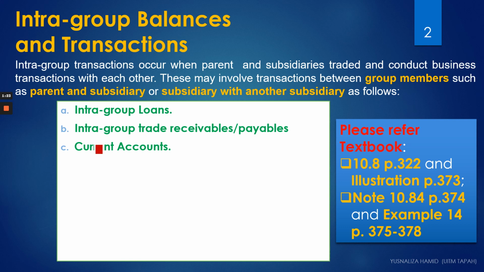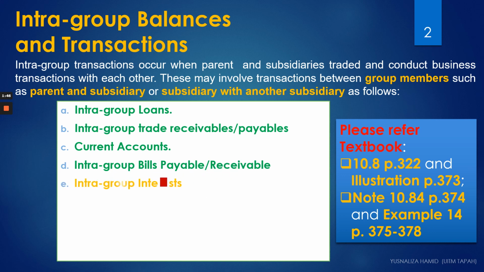Current account. Normally, for companies that have numerous intercompany transactions, there will be a special account called a current account to maintain and keep a record of these various intercompany transactions. Another intra-group balance relates to bills payable and bills receivable. Intra-group interest: maybe the subsidiary declares debenture interest and the parent has a share of interest in the subsidiary.